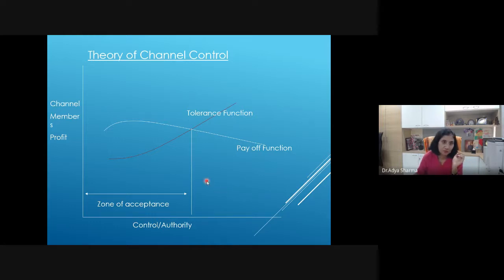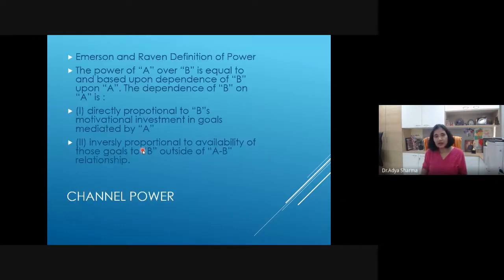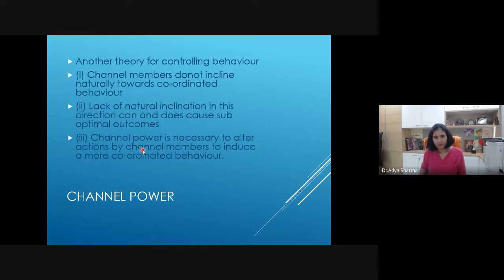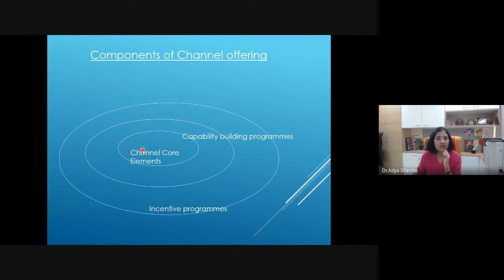And the farther you are, the higher the level the conflict has hit and the more difficult it is to make that relationship survive. So if this is how we have to ensure that the relationship always stays in the zone of acceptance, then maybe my next question would be, okay, fine, so I have to ensure that the payoff function is more, but what is it that the channel members want? What is it that will ensure that the payoff function is more? Well, studies show that there are three things which contribute to the payoff function: incentive programs, channel core elements, and capability building programs.